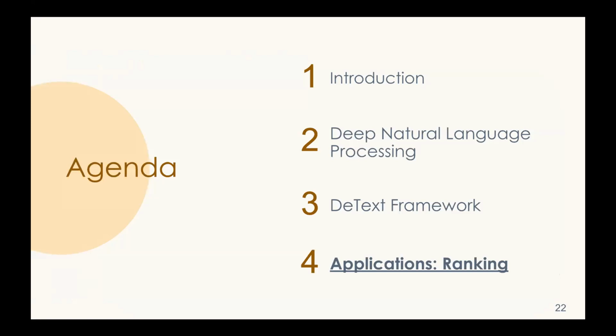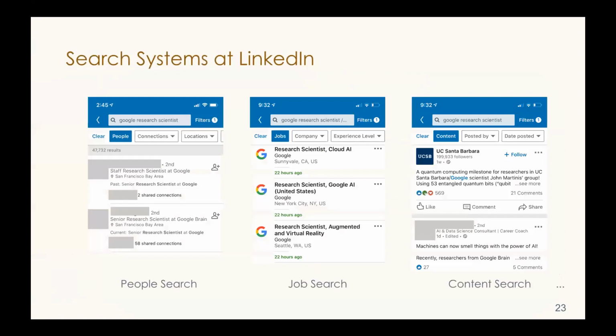In the next slides, we will introduce some of the typical applications that users can design using the DeText framework. I will talk about two natural language understanding tasks, including ranking and classification. After that, I will continue with the natural language generation application. Let's first take a look at ranking.